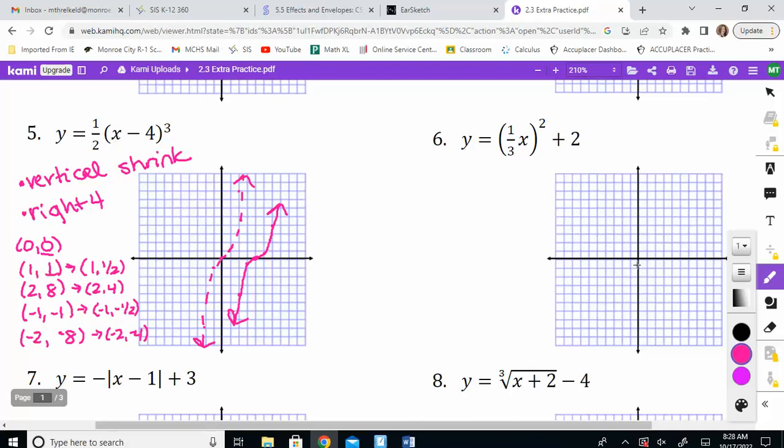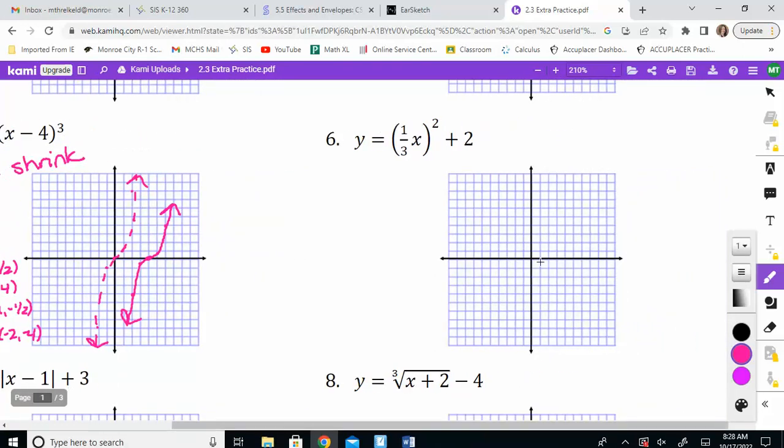Number 6, what's my parent function? Parabola. 0, 0, 1, 1, 2, 4, -1, 1, -2, 4. You guys all know where I get those points?